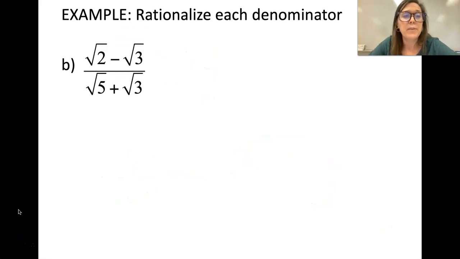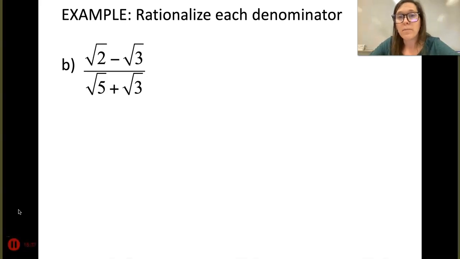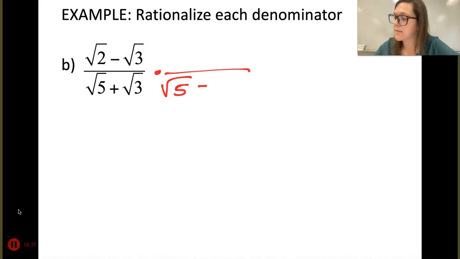So here we have the square root of 2 minus the square root of 3 all over the square root of 5 plus the square root of 3. So again, not proper practice to have radicals in your denominator. So let's go ahead and multiply by the conjugate, which would be the square root of 5 minus the square root of 3. What I do to the bottom, I must do to the top.